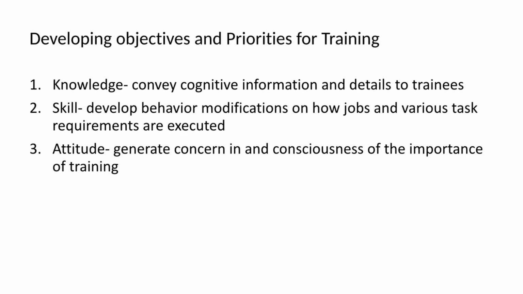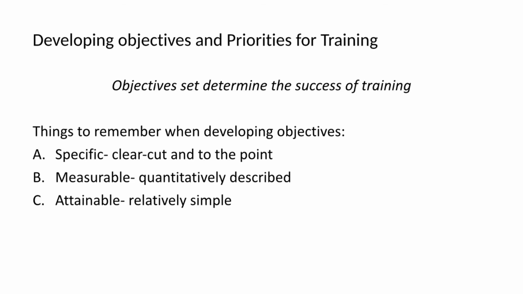In measuring the outcomes of objectives, we must apply the SMA, or objectives must be specific, measurable, and attainable. Specific means that the objective should be clear-cut and to the point, without leaving a lot of room for vagueness. Second, it should be measurable. This can be more difficult but very helpful to develop objectives. A measurable objective is something that can be quantitatively described.